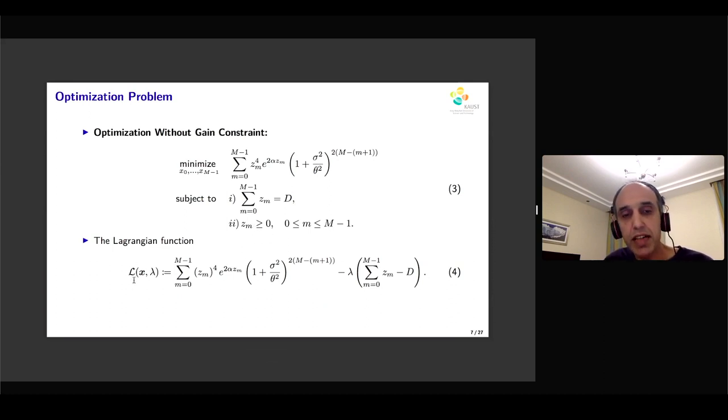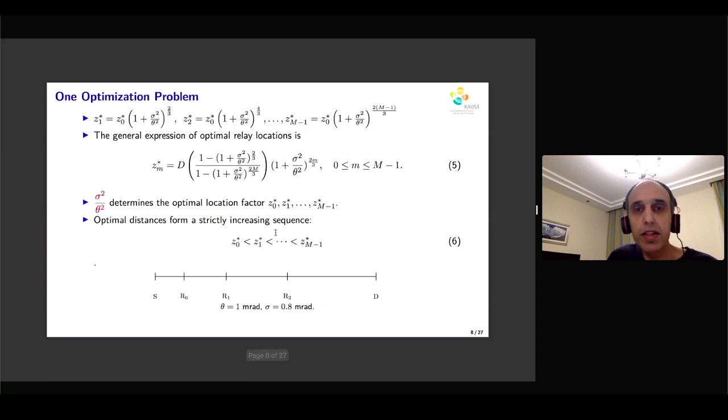In this case, I define the Lagrangian function, which looks like this, right? And then the solution is given by this expression. Here I'm seeing that there's a relationship between any two consecutive distances, right? We see that these distances are increasing monotonically as a function of the pointing error variance squared to my angular beam width squared, right? And so this is the general expression.